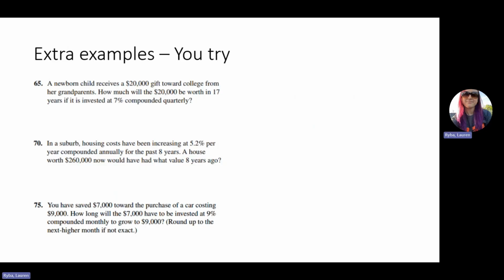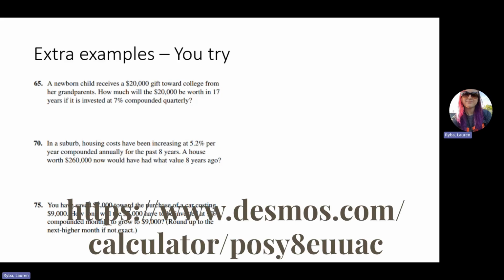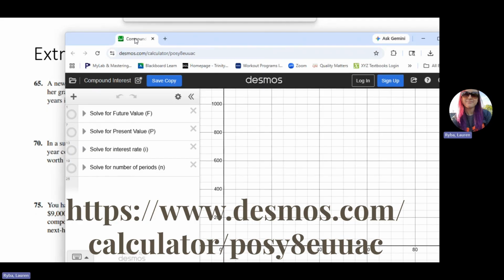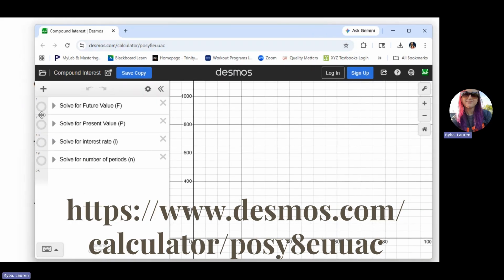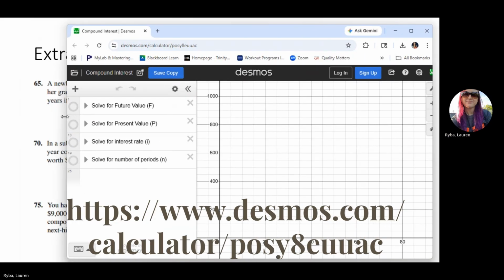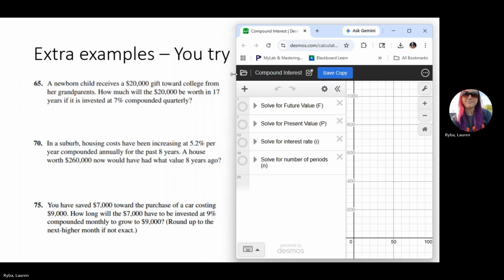In our Blackboard, under this week, which is week 13, it says Desmos Compound Interest Calculator. And it opens up this lovely thing here. And you can see that it solves for all of the variables that we talked about.